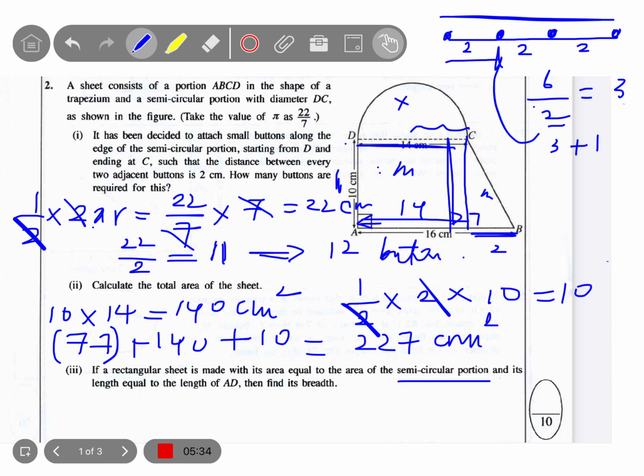AD, we know it's 10, right? So then 10 times, and find the breadth. Let's take the breadth as x. So 10 times x should be 77 square centimeters. Then what should be the value of x? 77 divided by 10, which is 7.7 centimeters. Pretty simple. Let's move on to the next question.